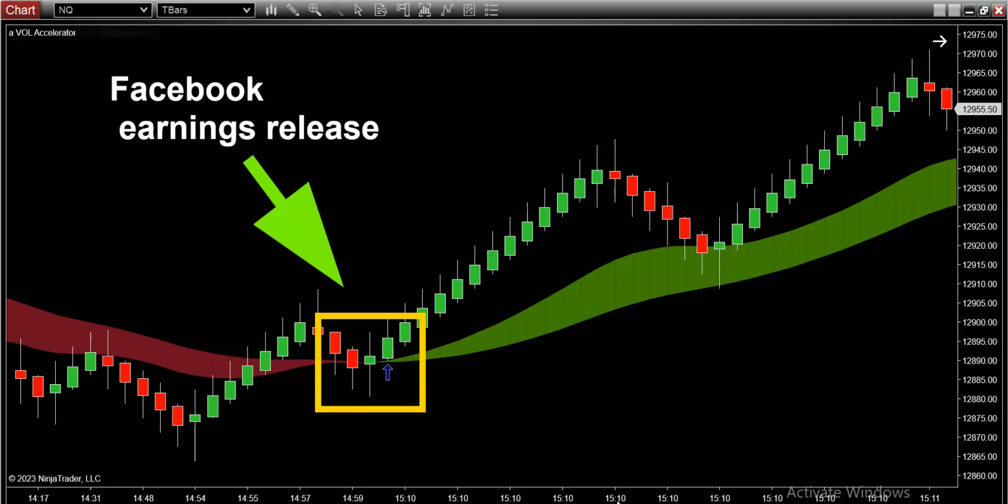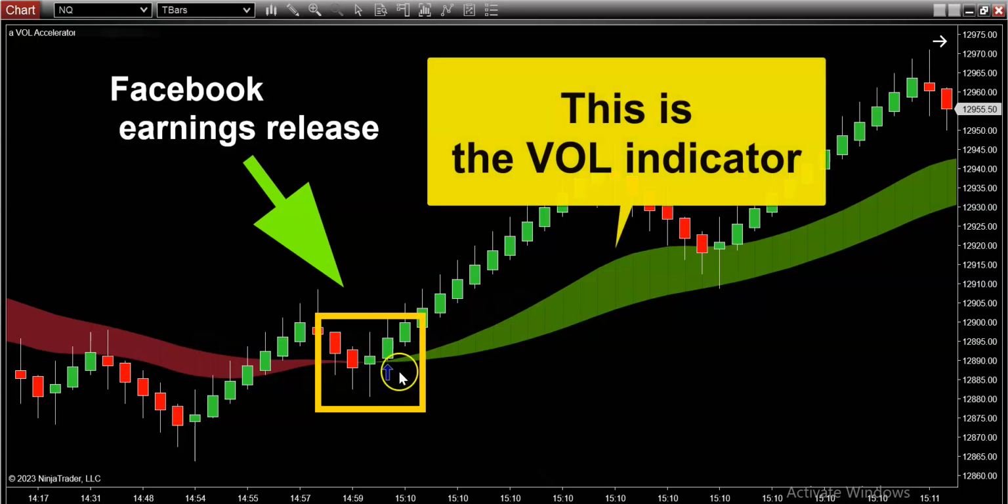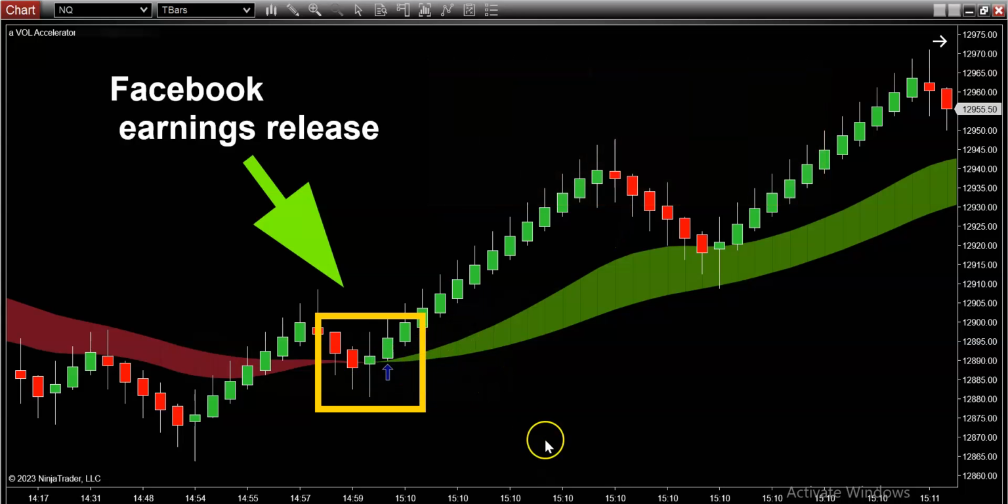Now let me set this up for you. This green and red color band that you see overlaid on the chart right now is our proprietary volume-based indicator profile. This tells you when a potential trend change happens, and when it does happen, as it did right here on this Facebook earnings release today, then you have seconds, and I literally mean seconds, to react and place a trade accordingly.